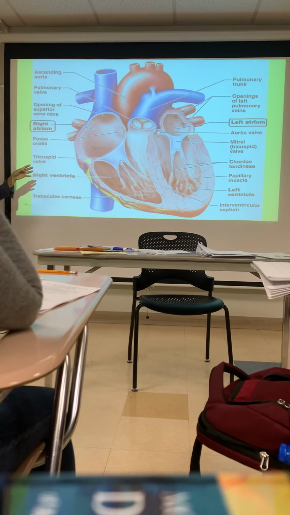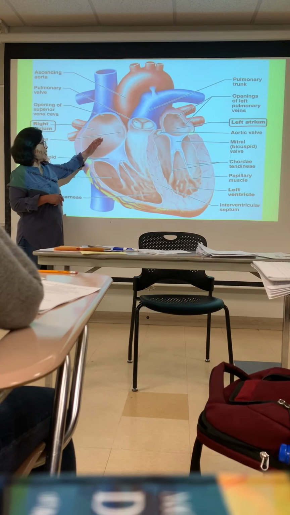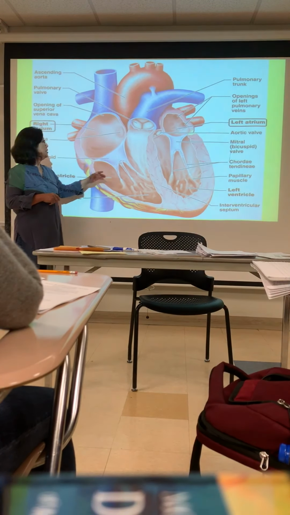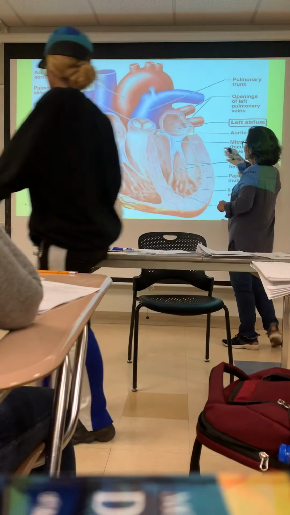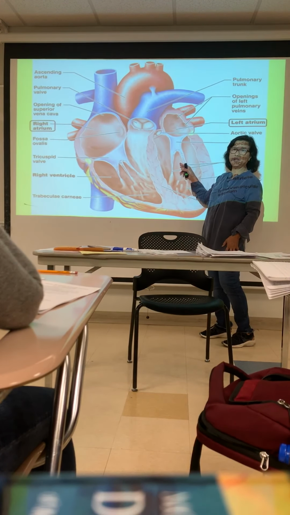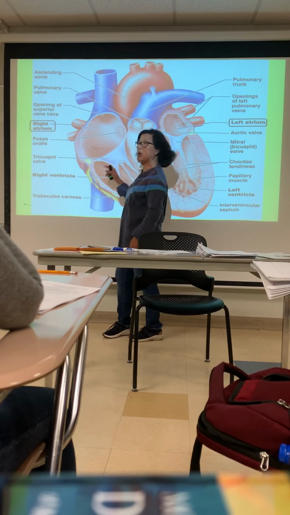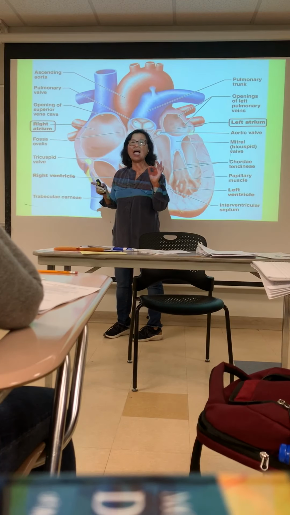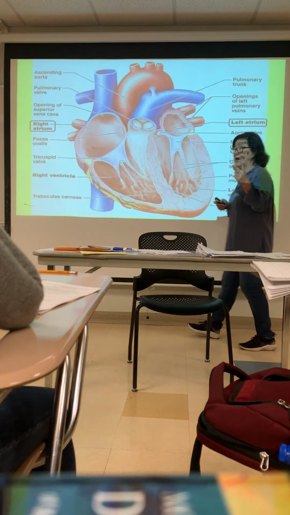Okay, so let's study now the valves, because when we study the valves, we will already know the flow of the blood in your heart. Okay? The tricuspid valve is the valve that separates the right atrium and right ventricle. And then we have the bicuspid valve here, which separates the left atrium and the left ventricle. Both of these are called AV valves, atrioventricular valves. Okay, that's the 2 valves.